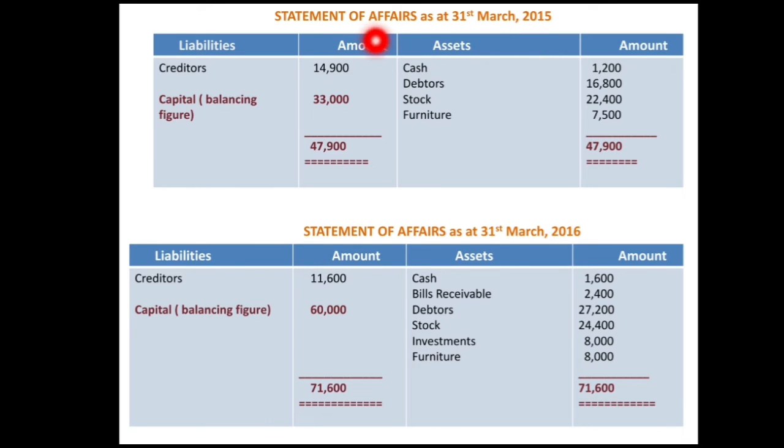The statement of affairs as at 31st March 2015 will give you the capital in the beginning of the year, and for 31st March 2016, the capital amount which you will receive is the capital at the end of the year. Now let us see how to do this calculation.